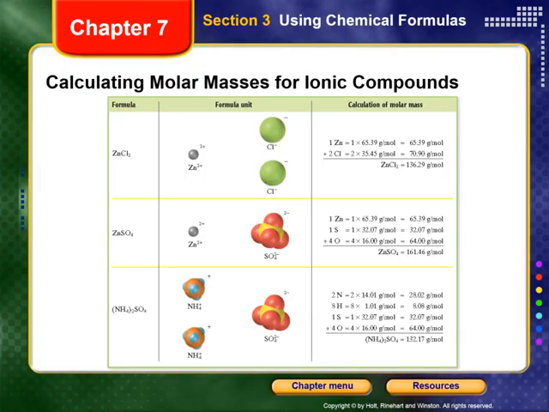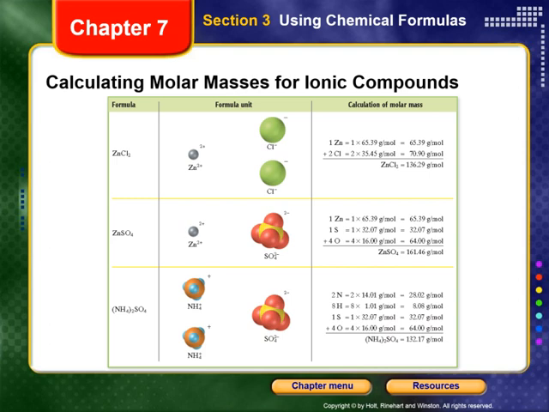So here are some examples. Please refer to this as we work on our quick write, as we work on our assignments and any practice problems here. If you're going to calculate the molar masses for ionic compounds, remember that's going to be a formula unit. Here are our examples. We have zinc chloride, zinc sulfate, and ammonium sulfate.